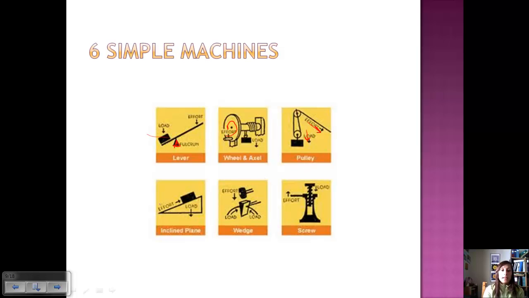Okay, here we have an inclined plane. You apply an effort this way. The load is pushing down this direction. Wedge, we've got the load towards the wedge and the effort kind of down between to split a log or something like that. And then we also have the screw, and this is definitely an example of a change in direction. So our effort force is upwards and our load is down.